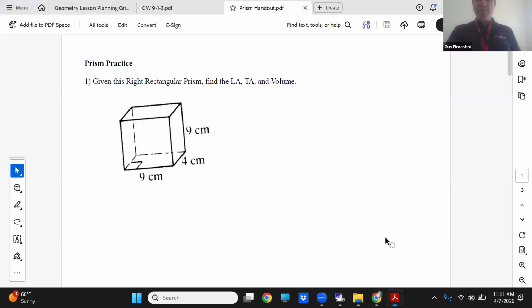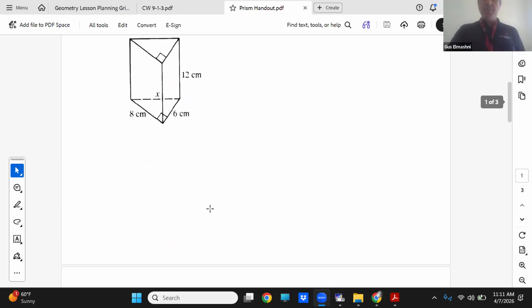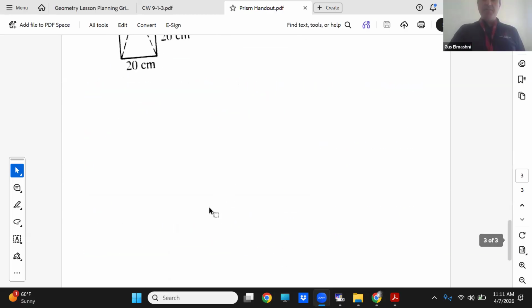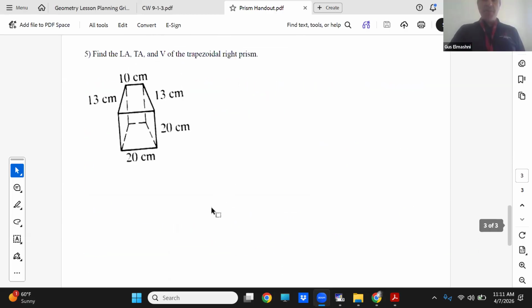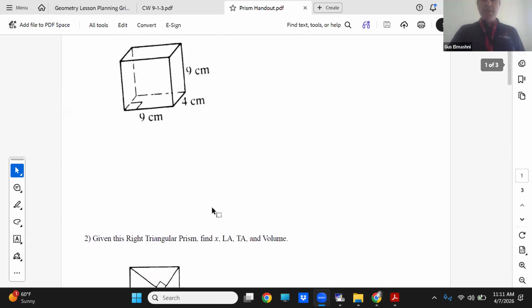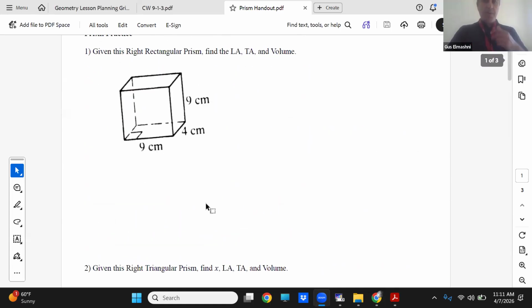Anyhow, let's look at this. All right. So there's 3 pages here. So just practice finding the lateral area, the total area, and the volume. I'll do one with you guys just so you have an idea of what to do. And then there are 4 more questions afterwards. So this is just extra practice just to make sure you guys are comfortable with prisms. We'll see how far we get. I think we can knock this out today. And then there will be a Delta Math assignment as well.